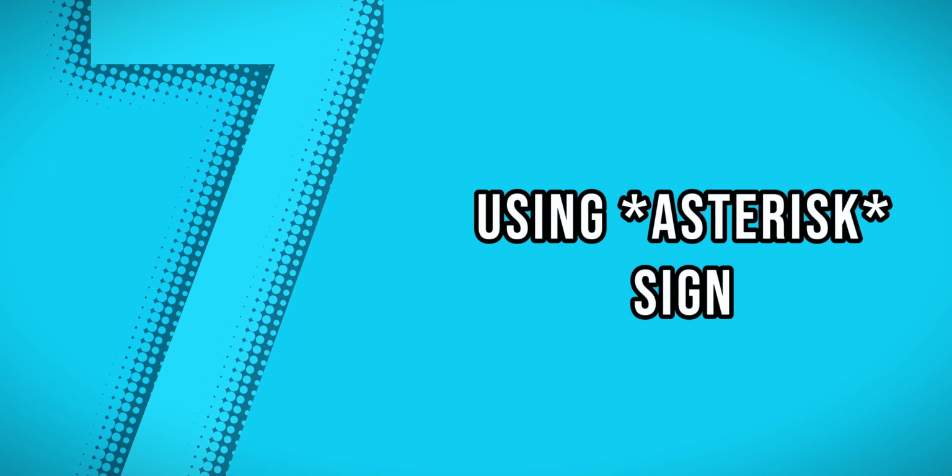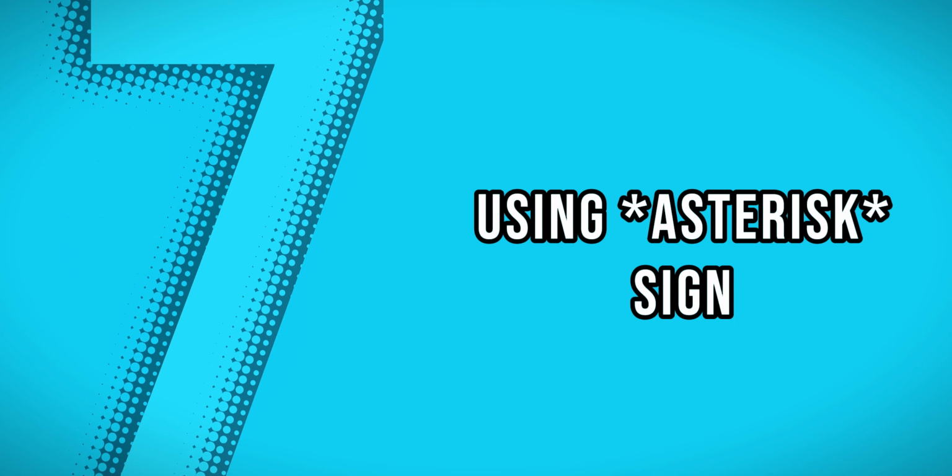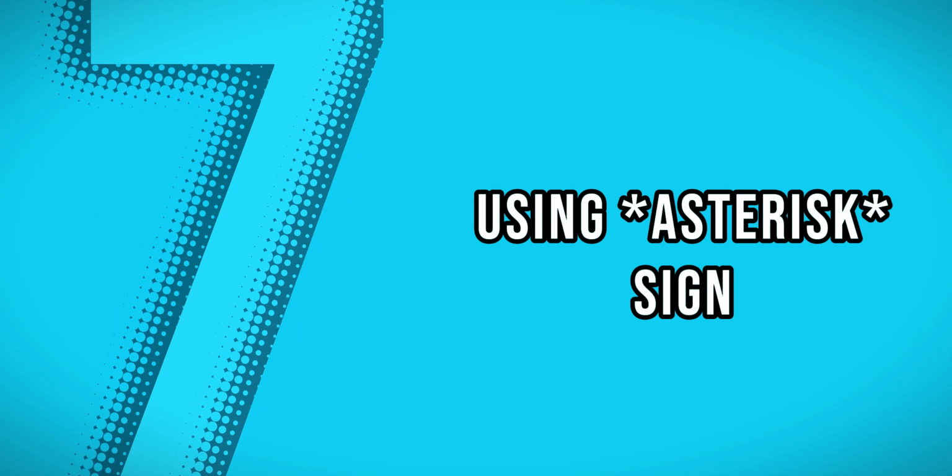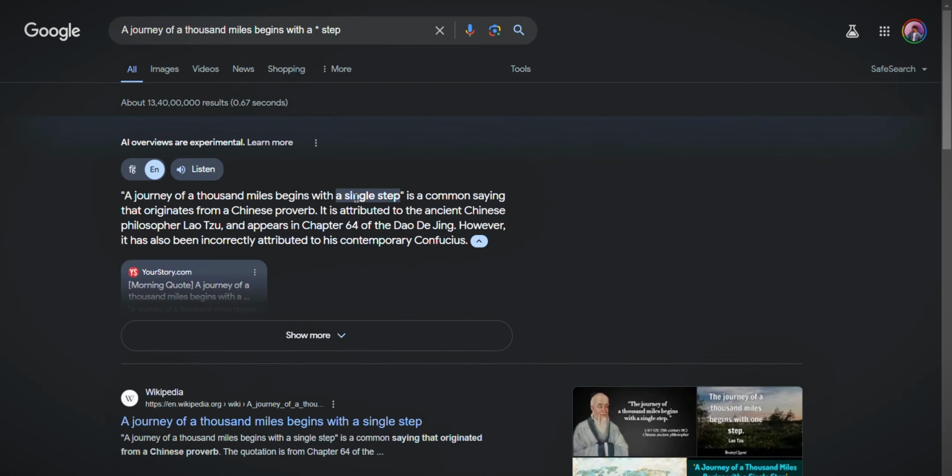At the 7th position, we highlight the use of the asterisk as a wildcard in Google searches. This versatile trick can be a game changer when you're unsure of the exact wording of a phrase or need to find varied expressions of a concept. The asterisk is a placeholder for any unknown or variable word in your search query.